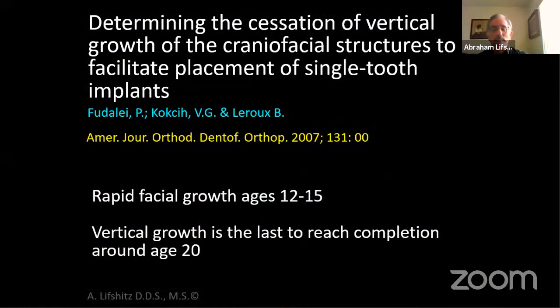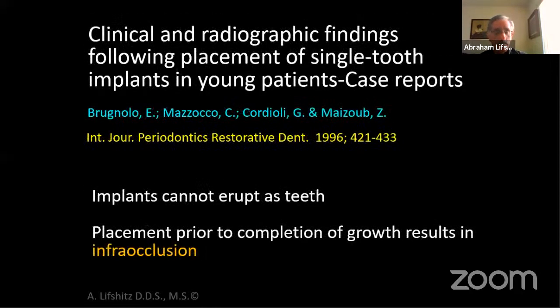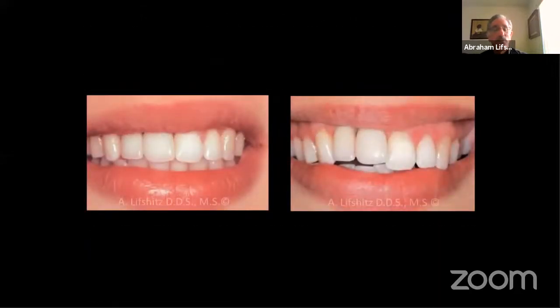Rapid facial growth is between the ages of 12 and 15, and vertical growth is the last to reach completion around age 20. So what happens with implants? Implants cannot erupt as teeth, so placement prior to completion of growth results in infraocclusion. So this is what happens. This is a patient in which they placed 2 implants on the central and lateral before finishing the vertical growth, and a few years later, you can see that infraocclusion because they do not erupt as teeth.